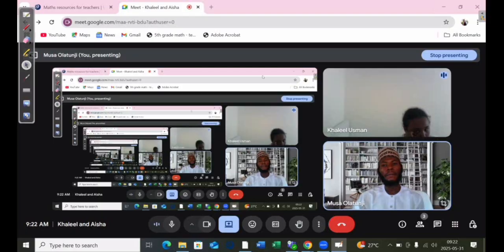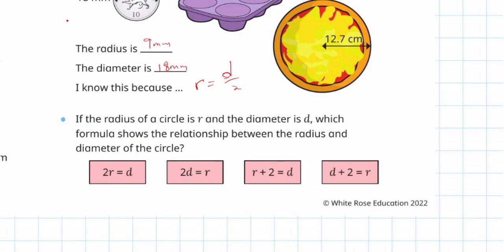Will it be 2D equals R? Are you sure? 2 times diameter equals R? It's 2 radius that gives diameter. Is the first one. 2 radius equals diameter. That is R plus R equals D. Is the first one. Okay? Alright.